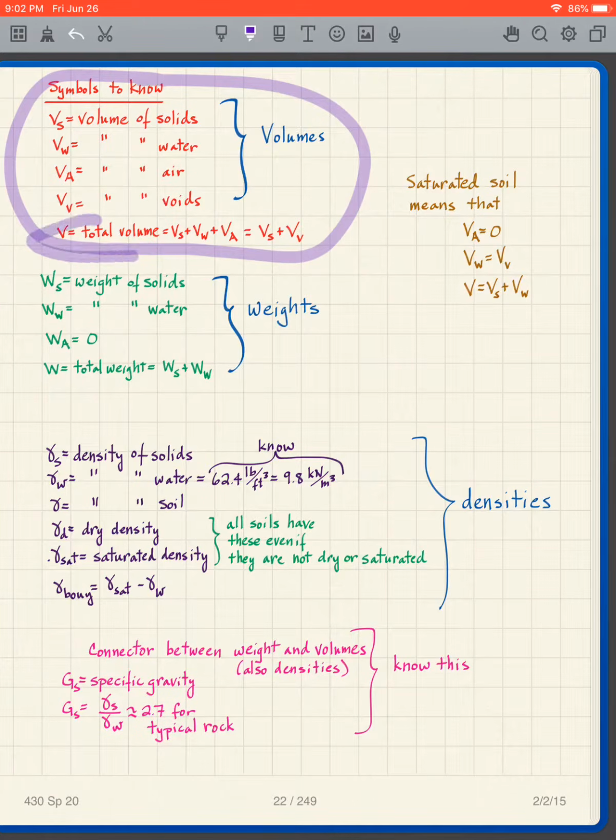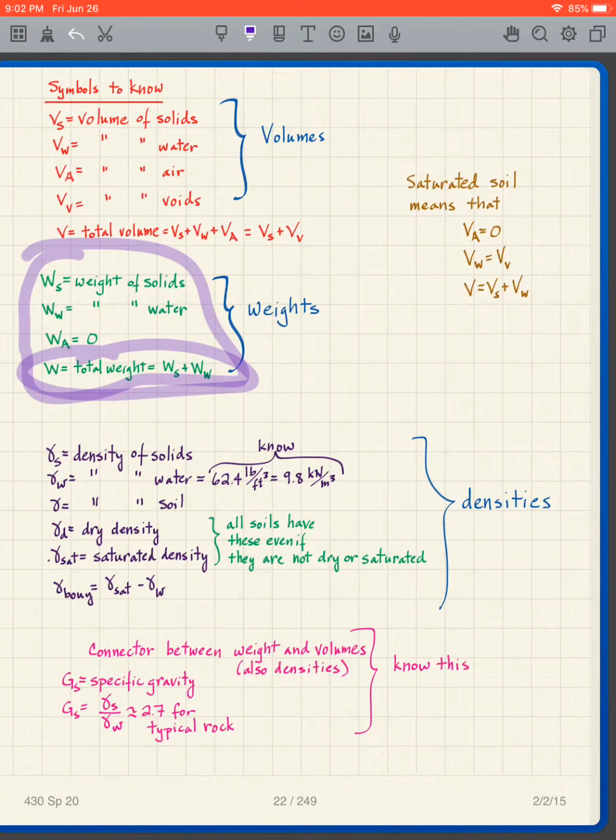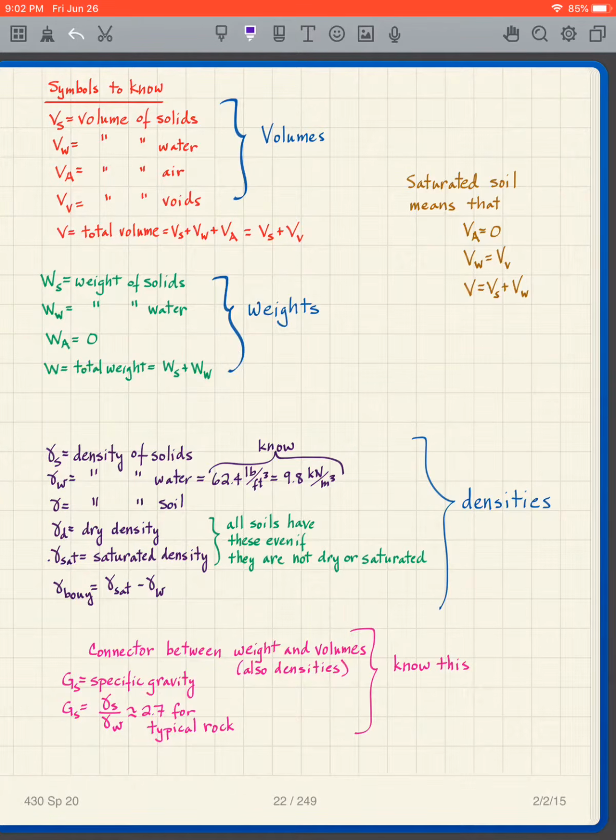So, the total volume is going to be what? It's going to be the volume of the solids plus the volume of the water plus the volume of the air, which is the volume of the solids plus the volume of the voids. And the weights, we just went through them. What do we know? The total weight is the weight of the solids plus the weight of the water. Why? Because we're saying that the weight of the air is 0. So these are the volumes, these are the weights. Pretty straightforward.